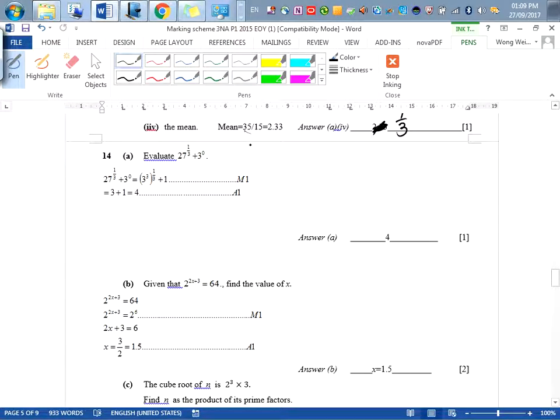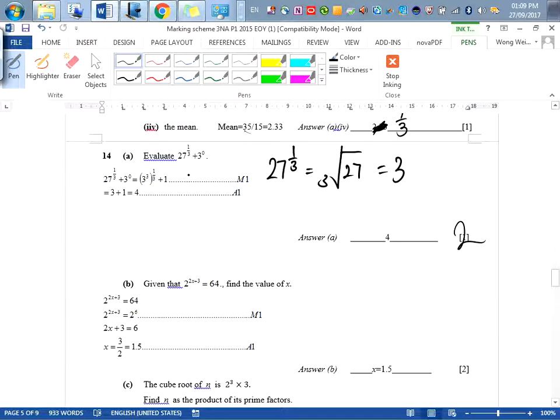Okay, 14a, evaluate 27 power 1/3 plus 3 power 0. I just want you to remember that 27 power 1/3 is equal to the cube root of 27. This gives me 3. Okay, 3 plus 1 equals to 4. For this question, if you just use your calculator, if it is 1 mark, you get a full mark. But if it is 2 marks, then you will need these 2 steps.